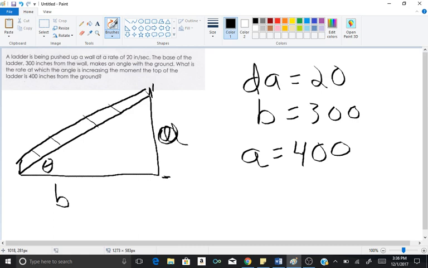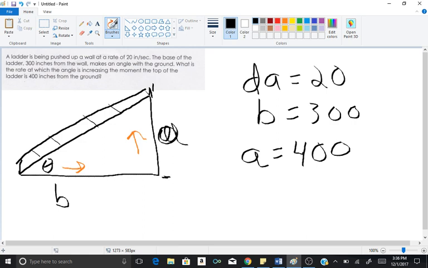Now, before we move on, let's talk about what else we can find here. We've got A and we've got dA. We've got B, but it doesn't tell us anything about whether or not B is changing, all right? If we're actually pushing the ladder up the wall, it probably is changing because if we push the ladder up, the ladder is going to go in and it's going to go up. So dB is probably changing, but we don't know how. It's not giving us information, all right?